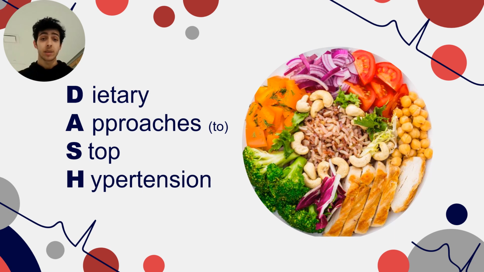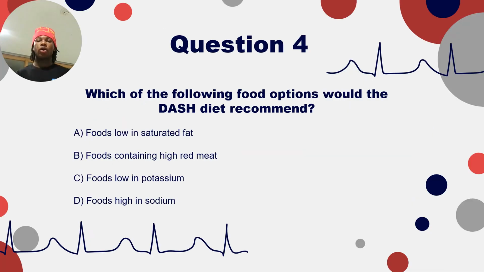Finally, the DASH diet has a big emphasis on high fiber and healthy fats because those two support the heart by lowering cholesterol and inflammation. The DASH diet as a whole is an effective strategy for long-term health as it reduces the chances of getting secondary illnesses to hypertension. Question 4.